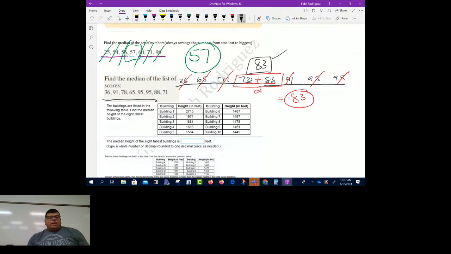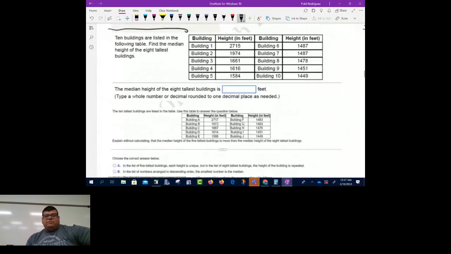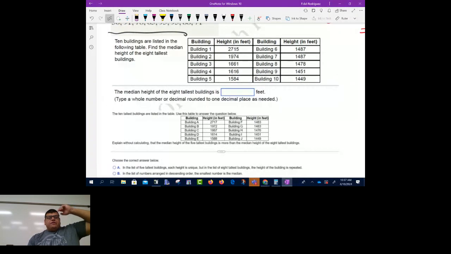Alrighty, let's take a look at the next part here, y'all. And I'm going to zoom in just so we can see that a little bit. And it says 10 buildings are listed in the following table. Find the median height of the 8 tallest buildings. Okay, so y'all, I'm only looking at the 8 tallest buildings. Let's see, are they already in order? Tall, a little bit less, a little bit less, a little bit less, a little bit less. Yeah, it looks like they're already in order, right?